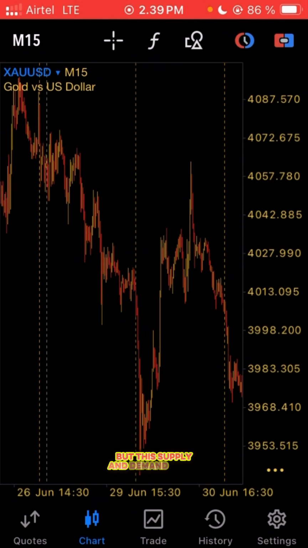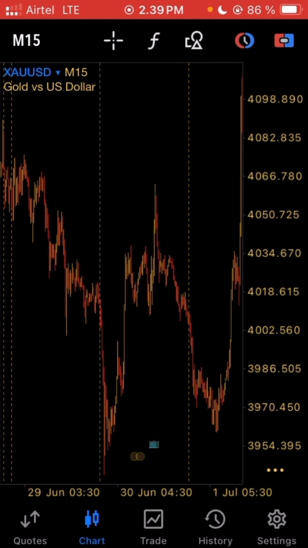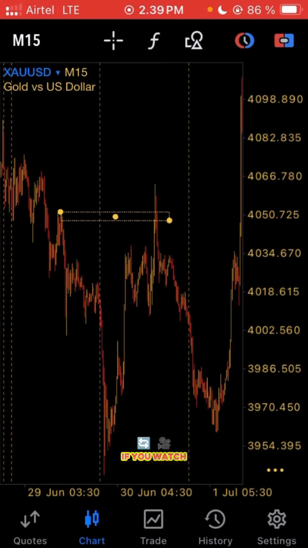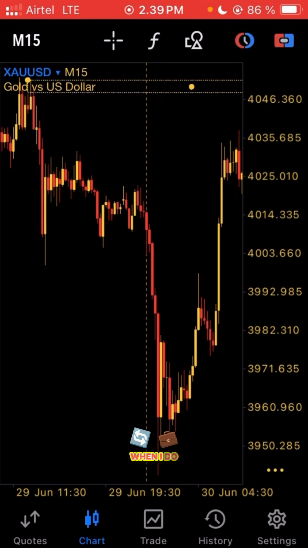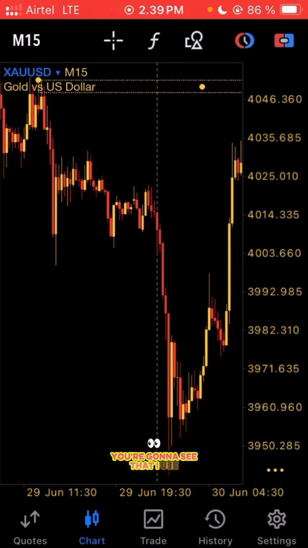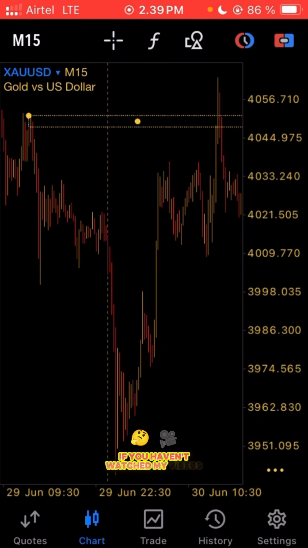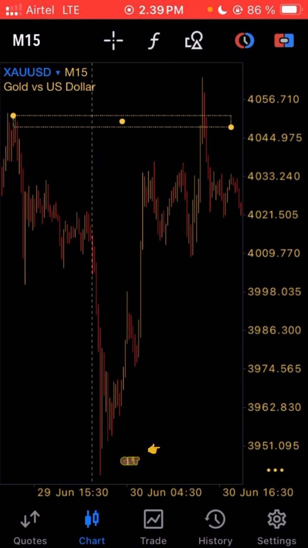But these supply and demand zones are not your regular supply and demand zones, they follow a denotion. All right, so let me show you one as an example here, because I just spotted this particular pattern. So if you look at this, if you watch my flip videos very well, when I do flip accounts, you're gonna see that I use a rejection block most of the time. If you haven't watched my videos, do well to watch them to get the point.